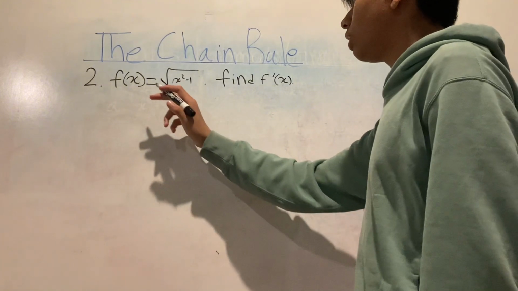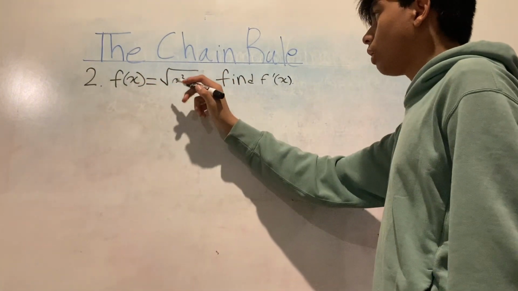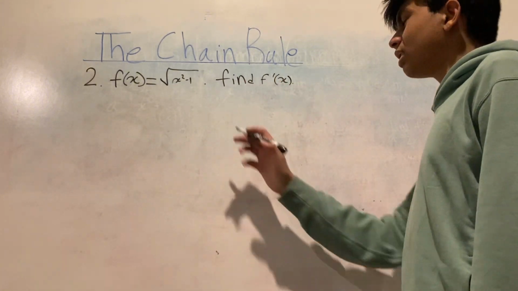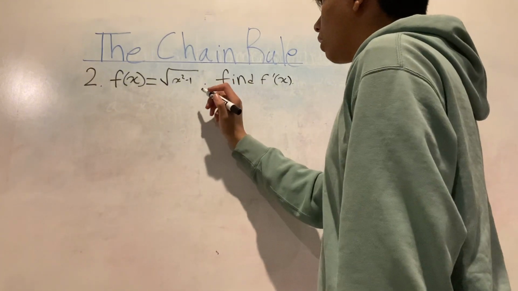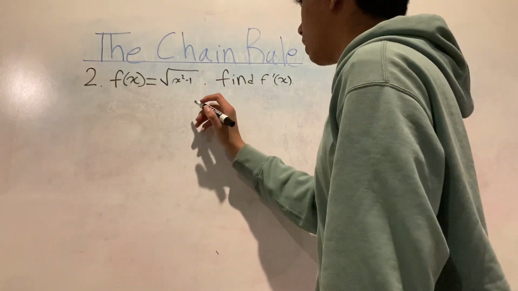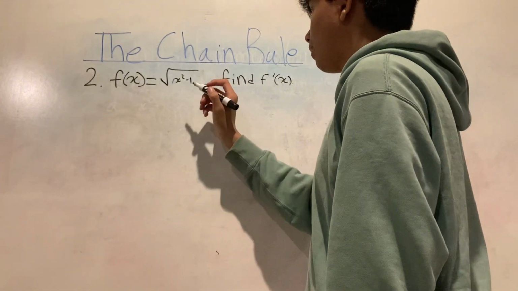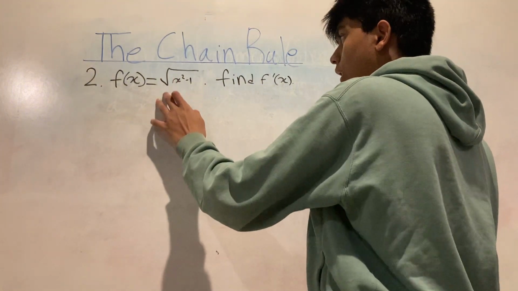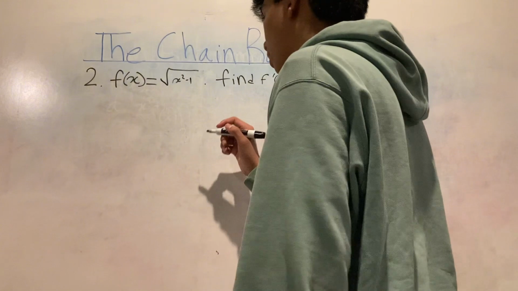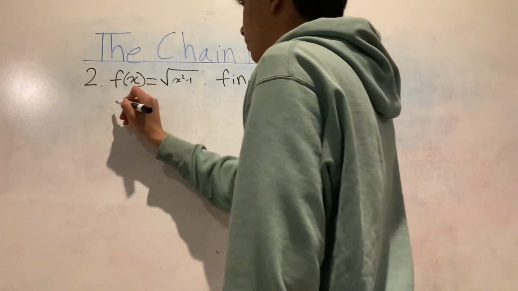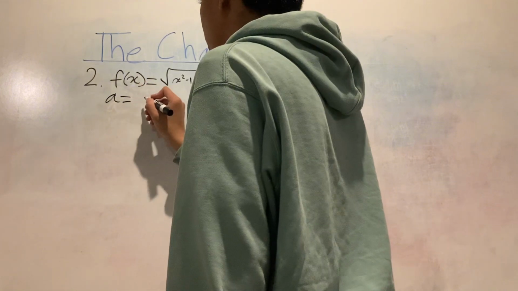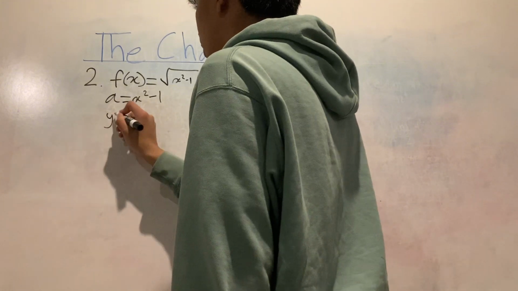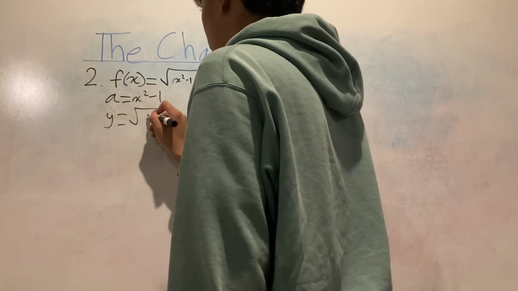Okay, so our next question is f of x equals the square root of x squared minus 1, and find f prime of x. This time we're also going to use the chain rule again, because the inside function is x squared minus 1. And this entire thing is being square rooted, so to the power of 1/2. So we can just say that a equals x squared minus 1 and y equals square root a.